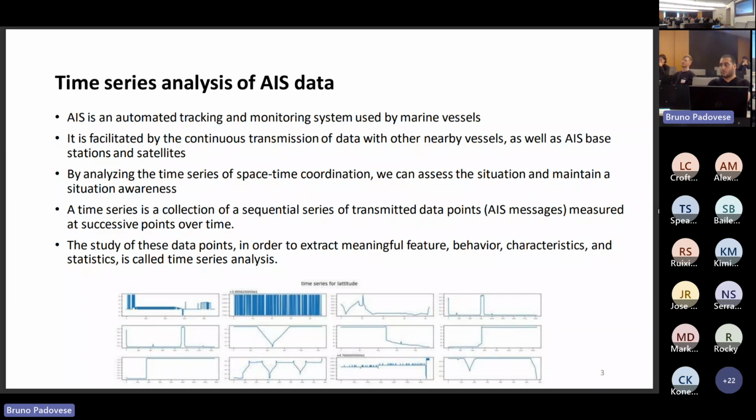Studying these time series can help us extract different behaviors and features from the movement of vessels across the ocean. At the bottom of the slide, you can see some examples from the latitude attribute of time series data for the AIS dataset.